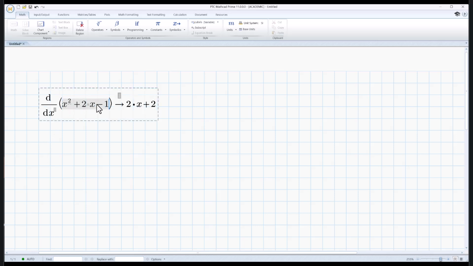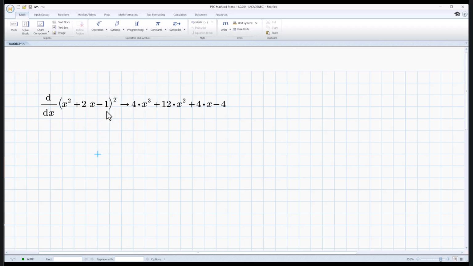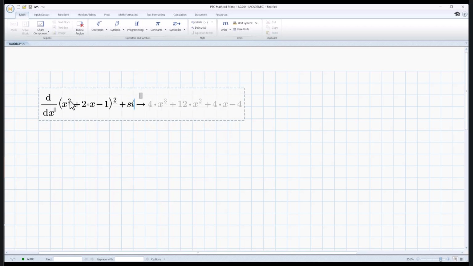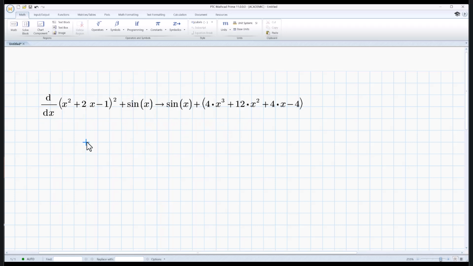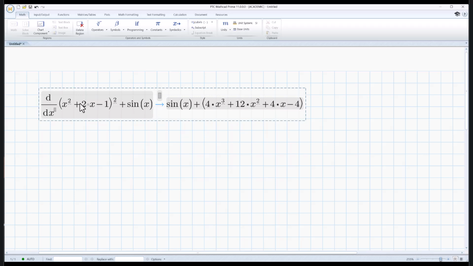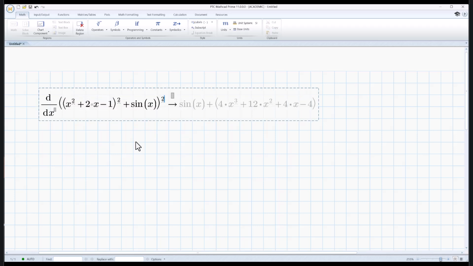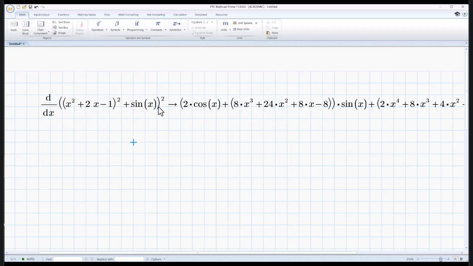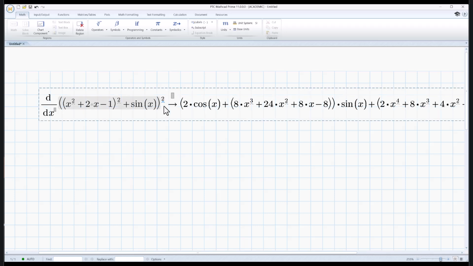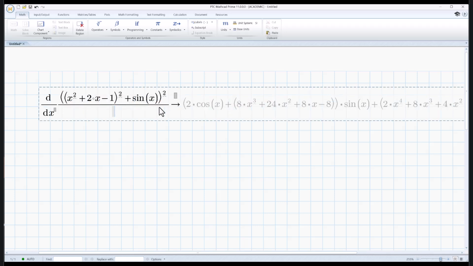Let's try something else here. There we go. Take that squared. All right. And let's maybe plus sine x. Okay, there it is. So far, still not very hard. I'm going to highlight that whole thing. And let's square that. There it is. Oh boy. Can I keep going with this? You bet I can.